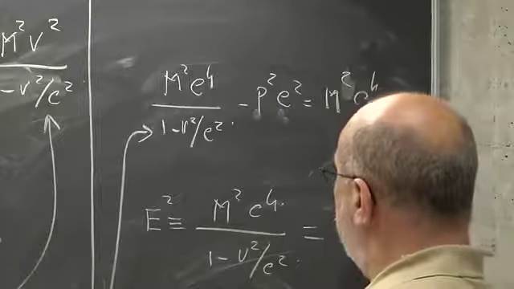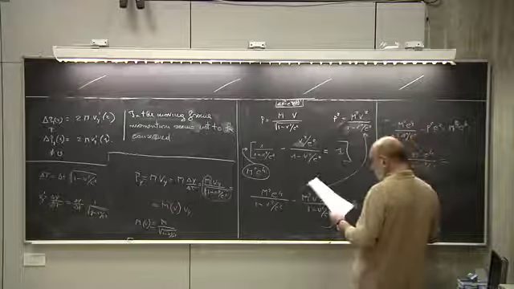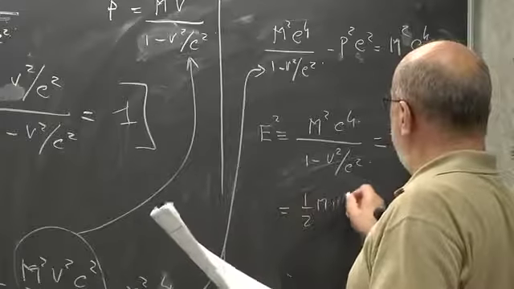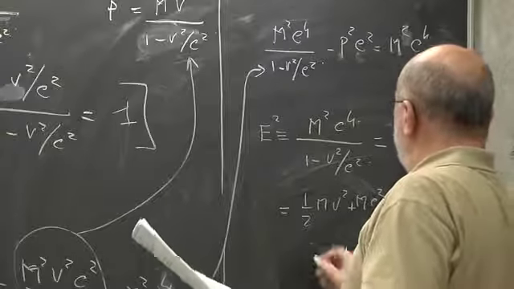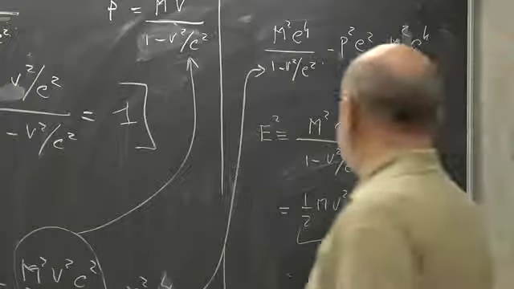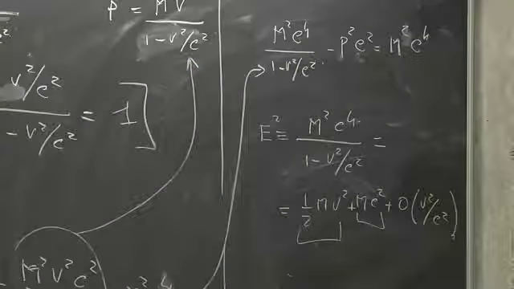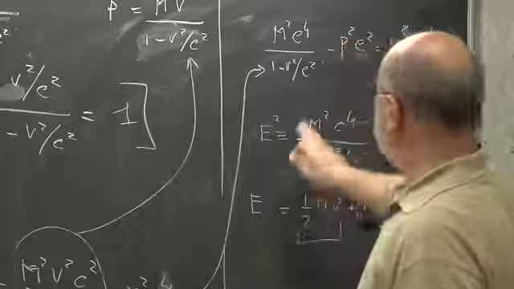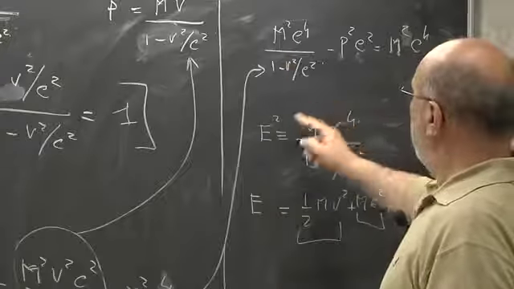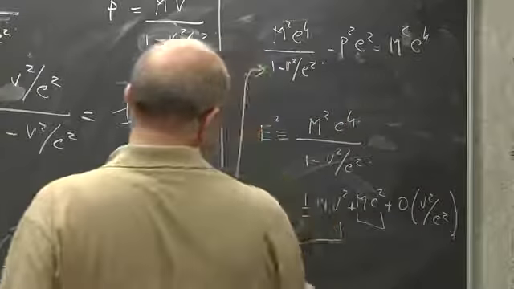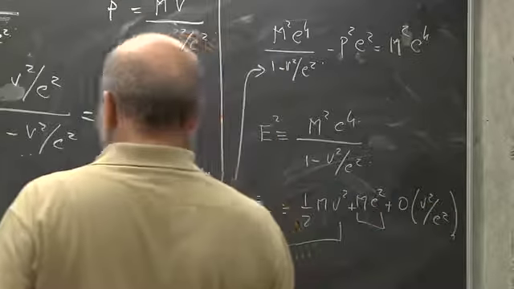And why does it make sense? Well, if you expand in v over c, considering v over c small, it's easy to see, do this problem. This is nothing else than one half m v squared plus m c squared plus terms of order v squared over c squared. So you see, you have the non-relativistic kinetic energy, and another constant term. This is E squared, and this is E. So it is a reasonable definition of energy because it has the usual kinetic term plus a constant term, for the moment we don't care, plus a lower order correction.